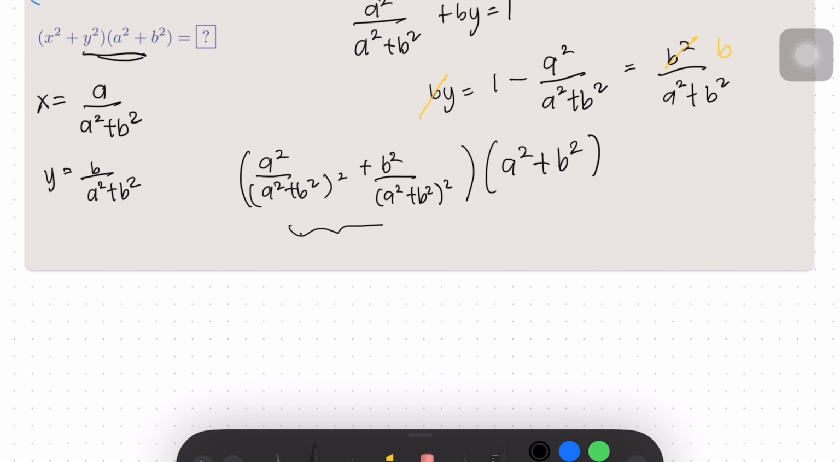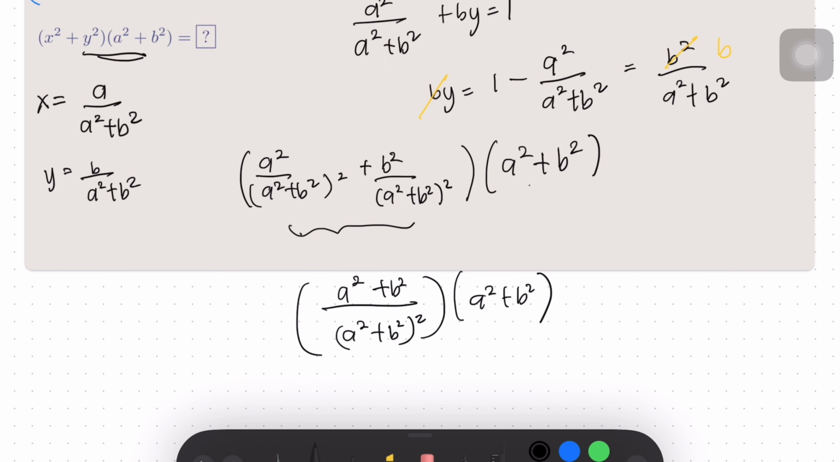The first term has a common denominator of a squared plus b squared squared, and then the numerator would be a squared plus b squared. Multiply that with a squared plus b squared, and we get 1. Therefore, the answer to this problem is 1. And that's our final answer.